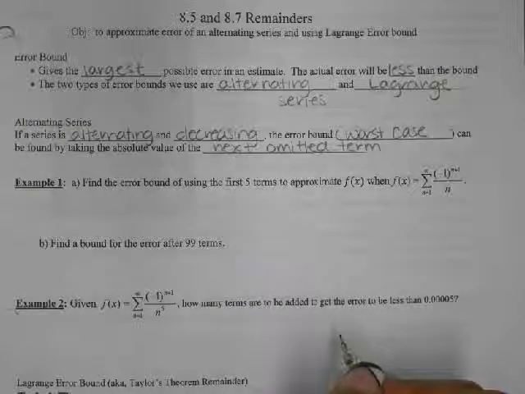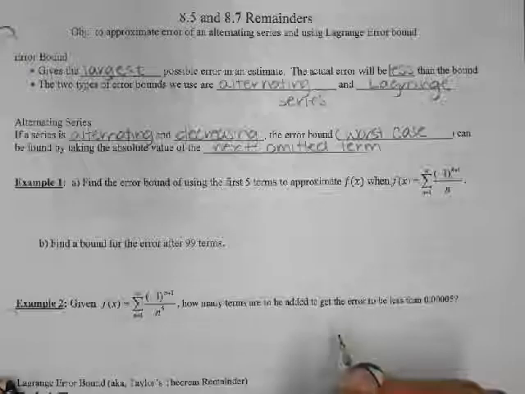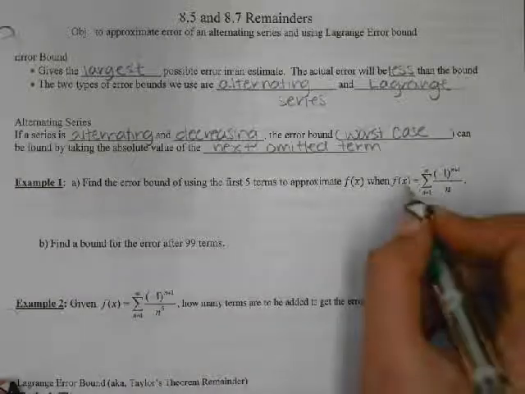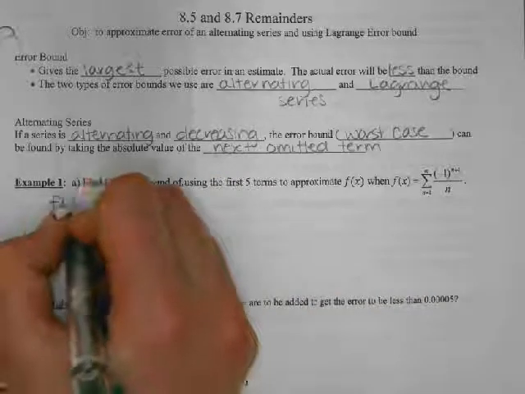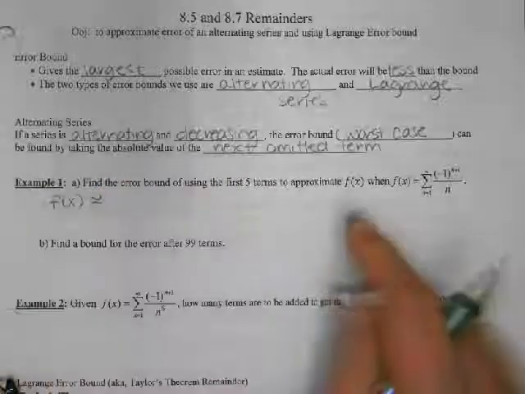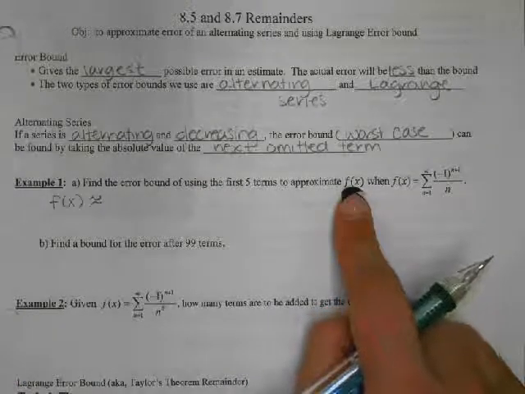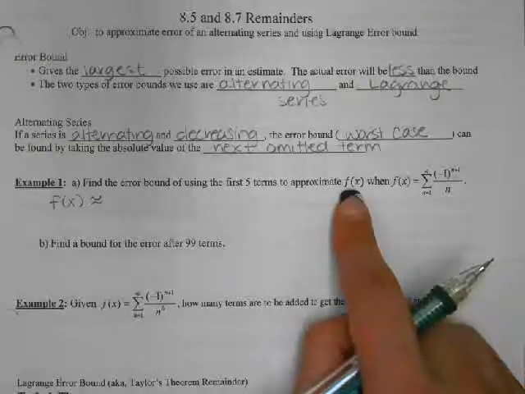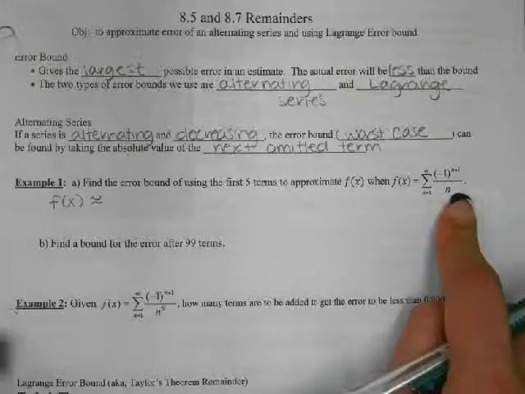All right, so this says find the error bound of using the first 5 terms to approximate f of x when f of x equals this stuff. So we're going to find the first 5 terms. I don't know what the curve f of x is, if it's a sine or a cos or an e to the x or a combination of those. I'm not sure what it is, but they're using this to help us come up with the terms for it.